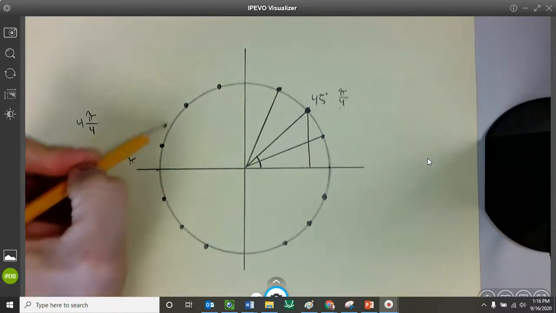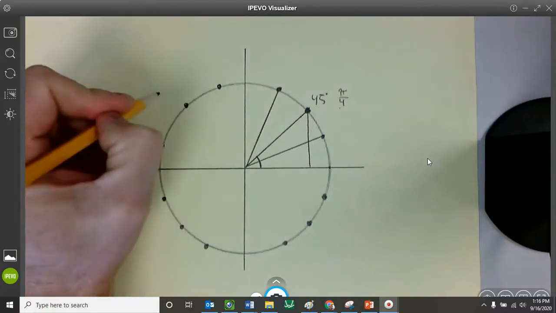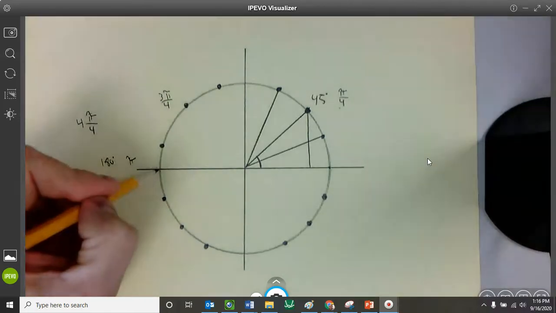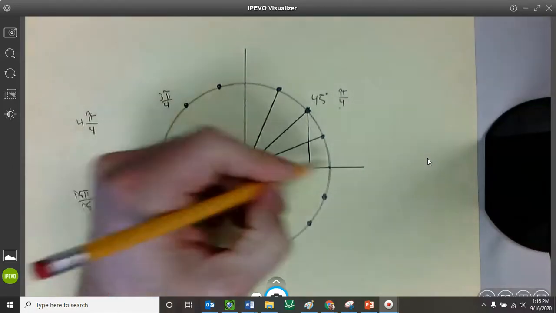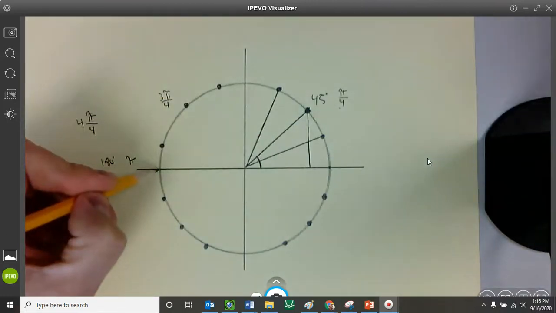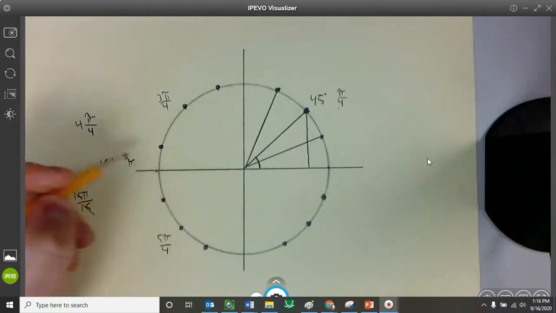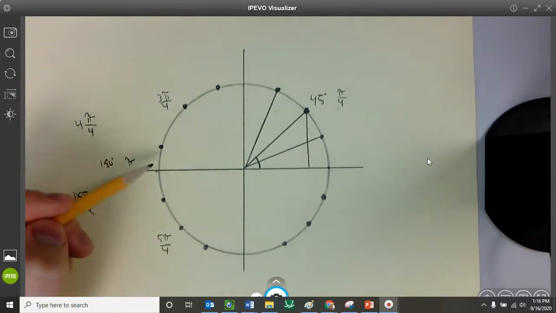So what I can do is back it up 1, and that would take me to 3 pi over 4. I could go forward a pi over 4, and from here to here would give me 4 pi's over 4. I can go forward another one, and that would take me to 5 pi over 4. Okay? Same kind of questioning.